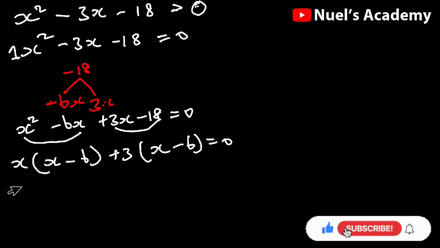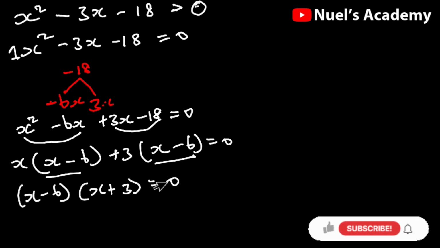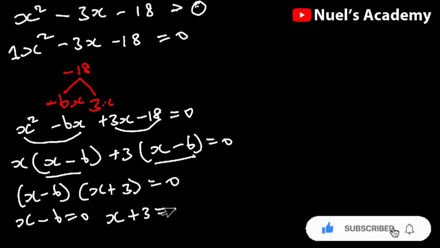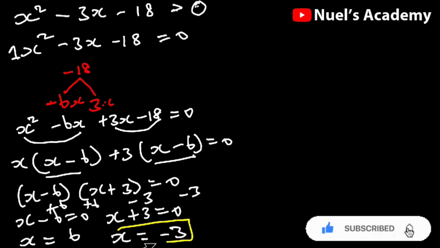So we have x minus 6, which is common to both of these terms, and then the remainder will be x plus 3. I'm going to write it as x plus 3, equal to 0. So we have x minus 6 is equal to 0, or x plus 3 is equal to 0. If you add 6 to both sides here, we have that x is equal to 6. Then if you subtract 3 from both sides here, we have that x is equal to negative 3. So these answers that we have just gotten are our critical values.